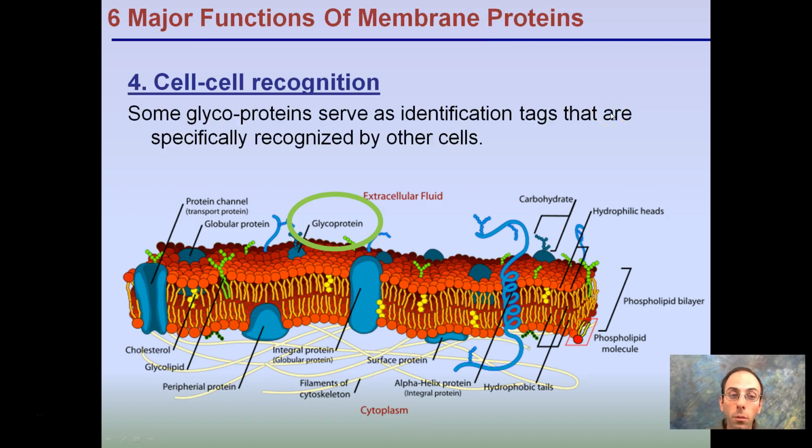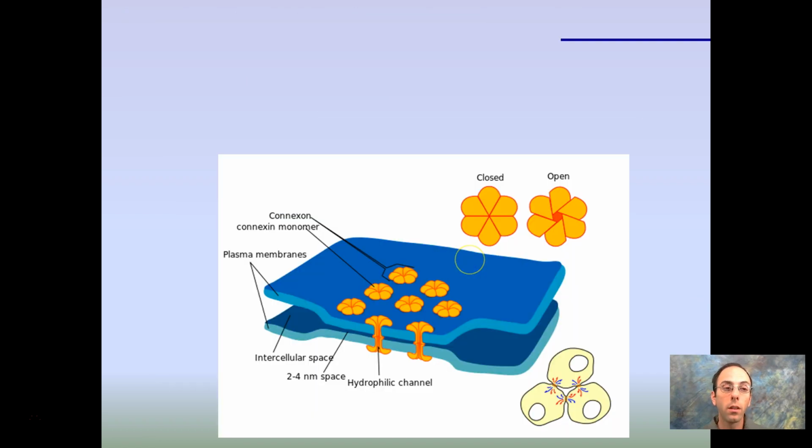Another major function is cell-to-cell recognition. Some glycoproteins serve as identification tags that are specifically recognized by other cells. This is very important in the immune system. We want to know what cells are self and what cells are foreign. So these glycoproteins are very important. Just highlighting one right here for cell recognition. So cells can recognize other cells for binding purposes, could be for attacking purposes, to recognize what is self versus something that's not self.